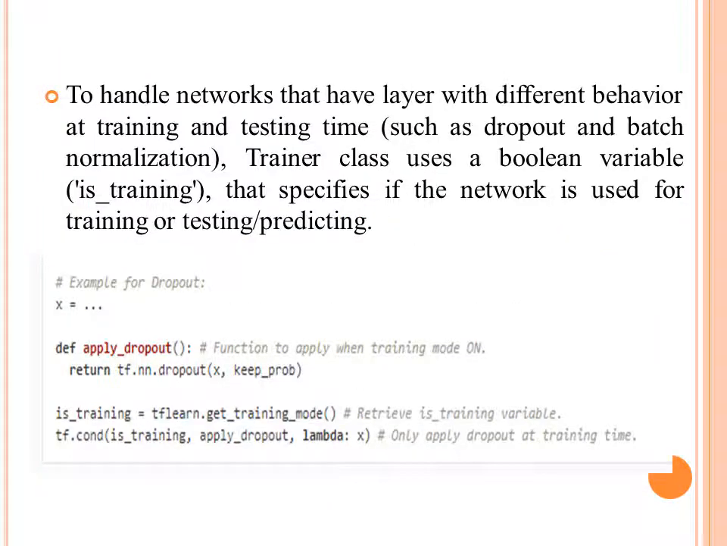Keep_prob, is_training equal to tflearn.get_training_mode(), which will retrieve the training variable, and then only apply dropout. If you want to apply dropout only at training time, you have to write tf.cond, and then the arguments that you have to define are is_training, apply_dropout, lambda, and in lambda you are defining x.